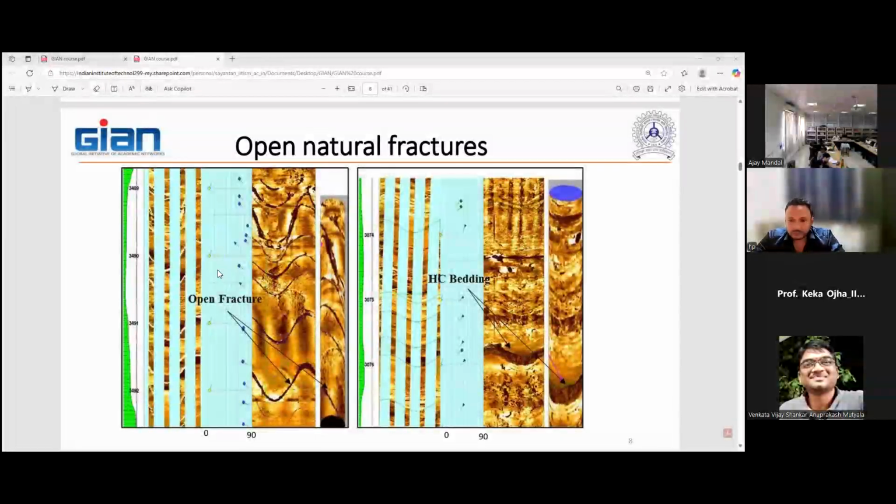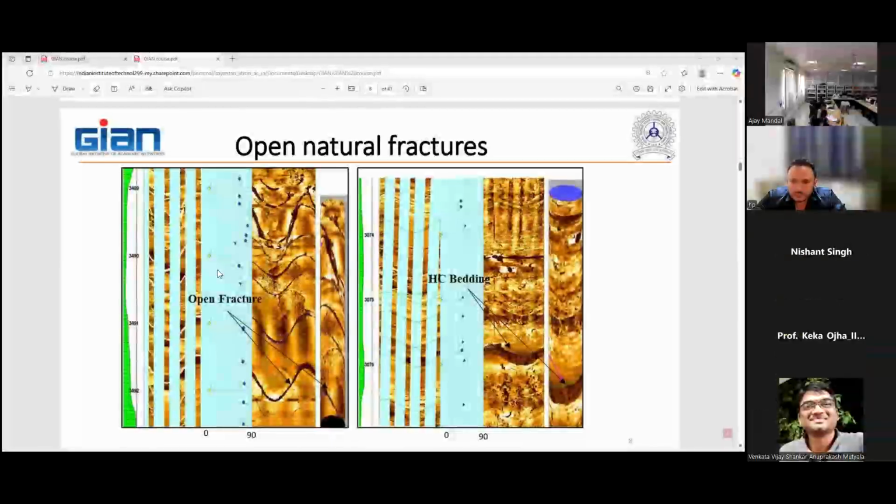Sir, how can I know the length of the fracture, like from the sand face? Yeah, length of the fracture you cannot see in image logs. Only the orientation, the dip and the dip direction. Length you cannot see because whatever is the length of your core or the wellbore diameter, that's all you can see. Okay, not beyond that.